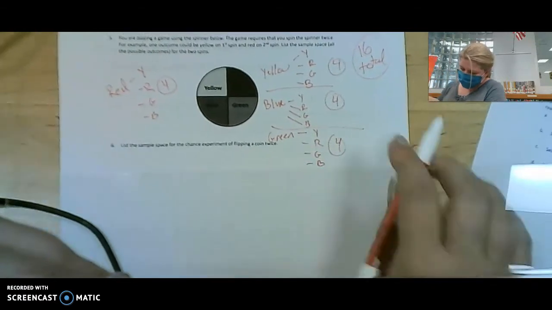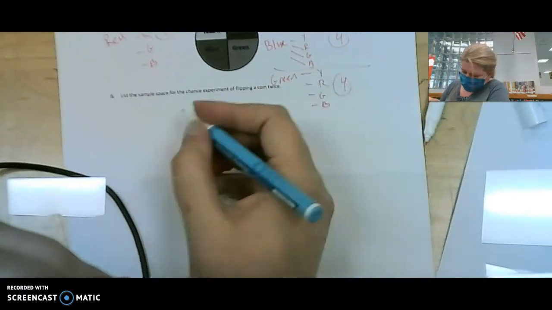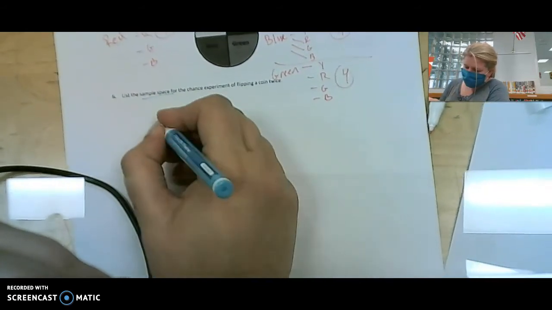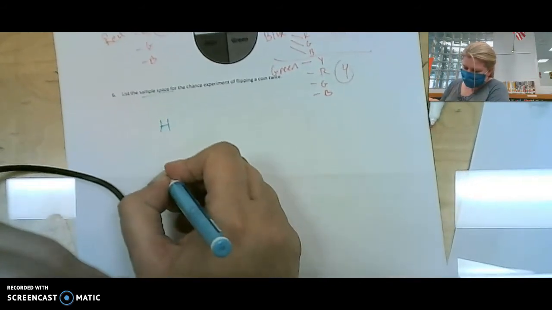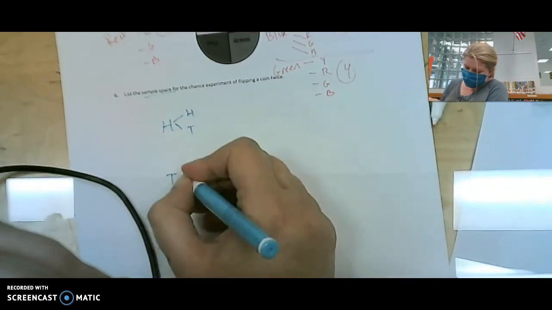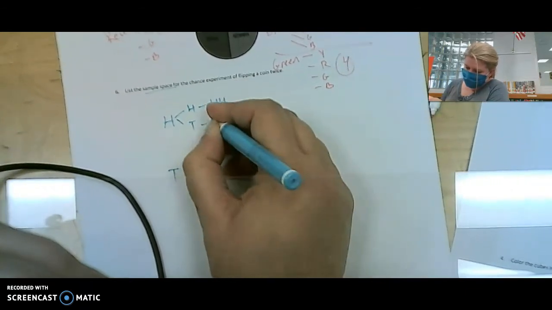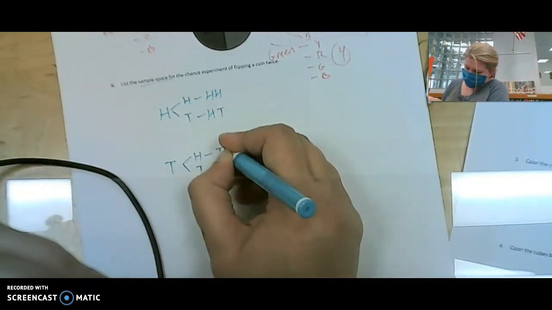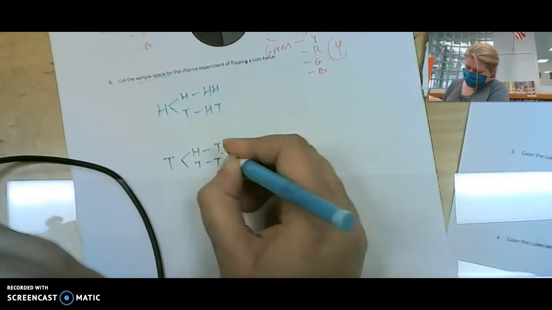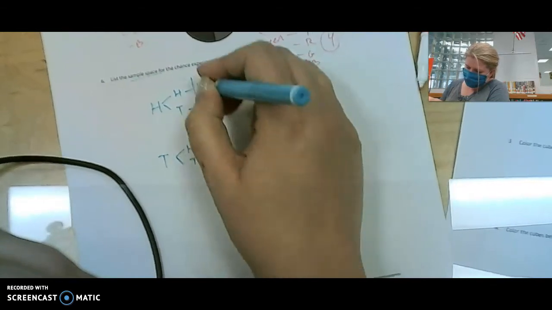And the last one, the sample space for flipping a coin twice. So the first time it's going to either land on heads or tails. The second time it'll land on heads or tails. So that would be heads, heads; heads, tails; tails, heads; tails, tails. Those are your outcomes or your sample space.